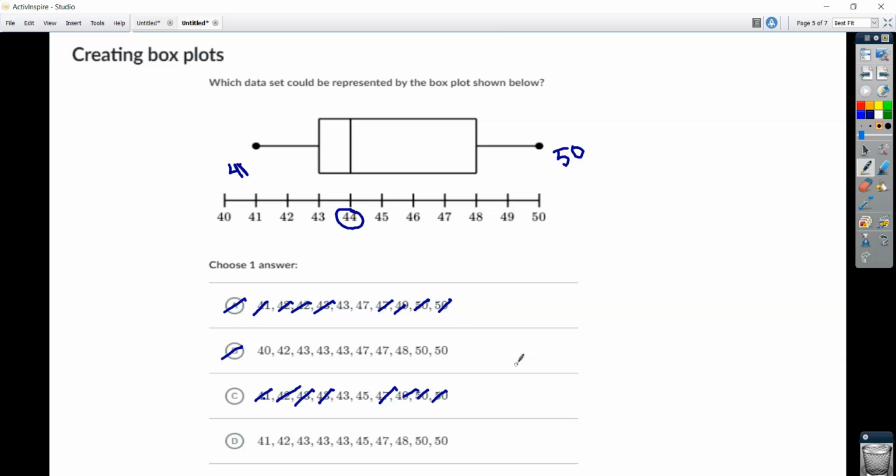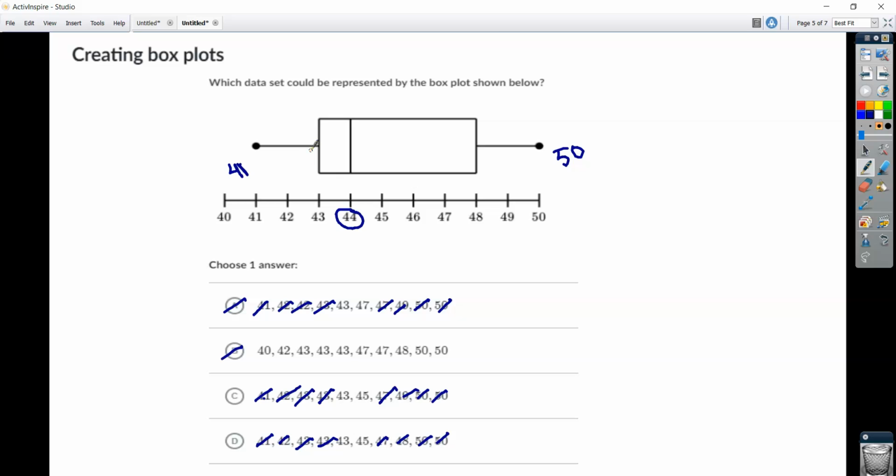Let's check D though to make sure, because you don't want to guess and get D wrong. So 41, 50, 42, 50. Let's keep going. Oh, see, I knew it. Notice 43, 44, 45. The middle would be 44 here as well. So C and D are both options.